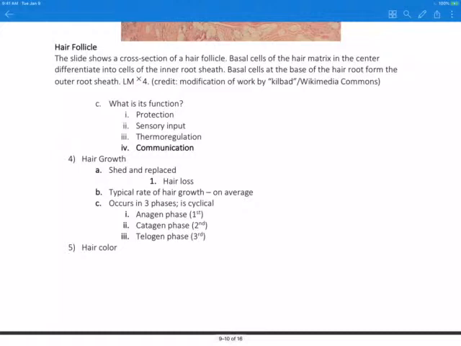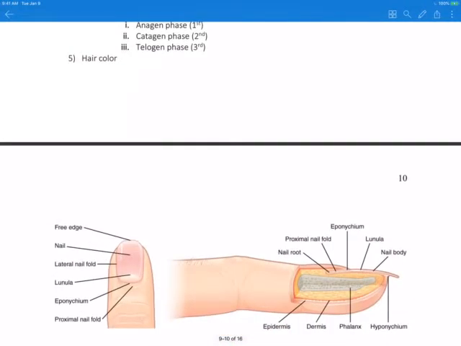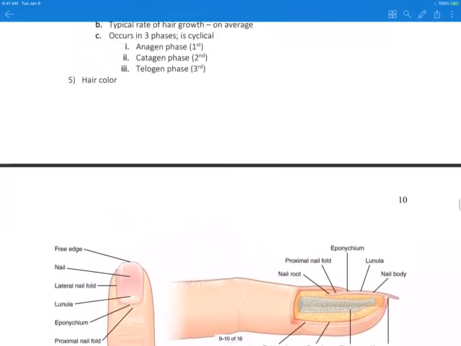Hair color? Well, hair color is due to melanin pigment, just like in our skin. Melanin is produced by the melanocytes of the hair papilla. Different hair colors result from different types of melanin, and that's genetically determined. As we age, we tend to decrease the amount of melanin that we produce, and so our hair tends to turn gray or white with age.